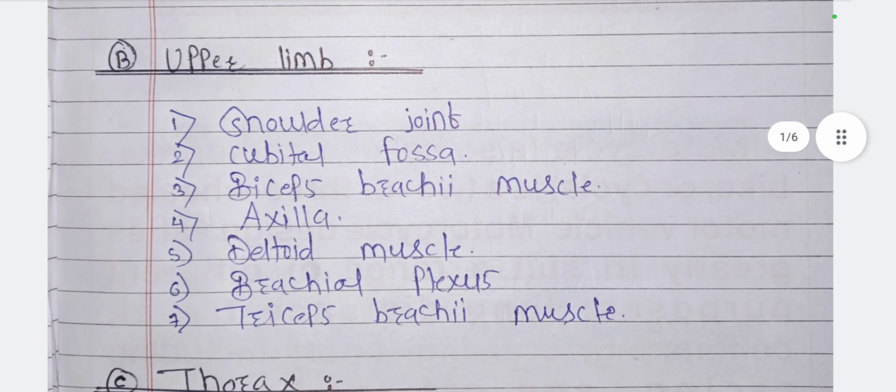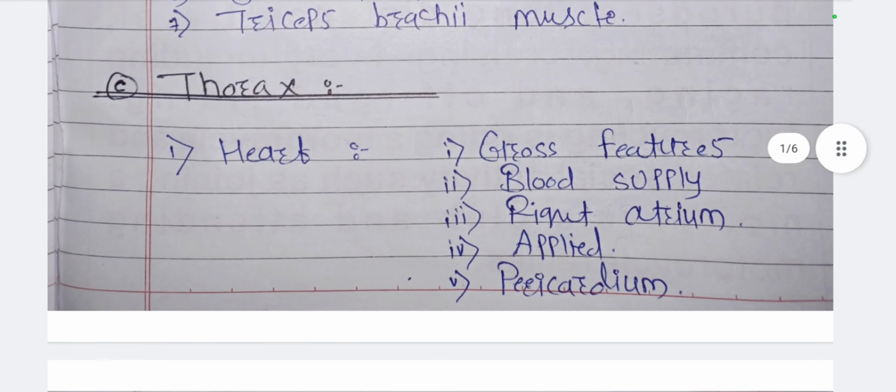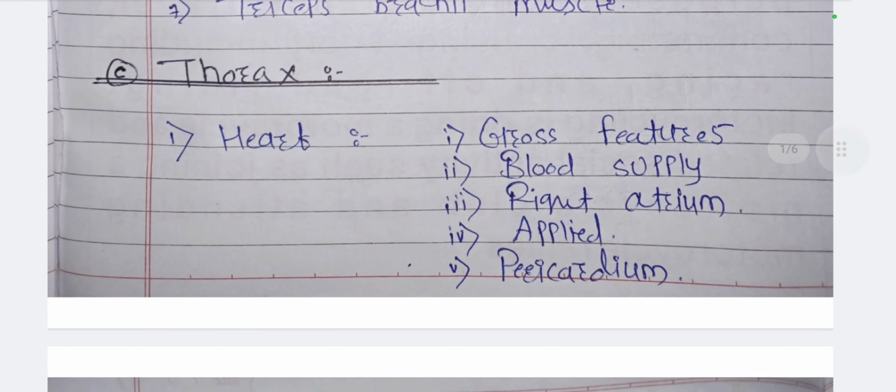Then importance of the upper limb are shoulder joint, cubital fossa, biceps brachii muscle, axilla and deltoid muscle, brachial plexus with its branches, and triceps brachii muscle. Then importance of thorax region.